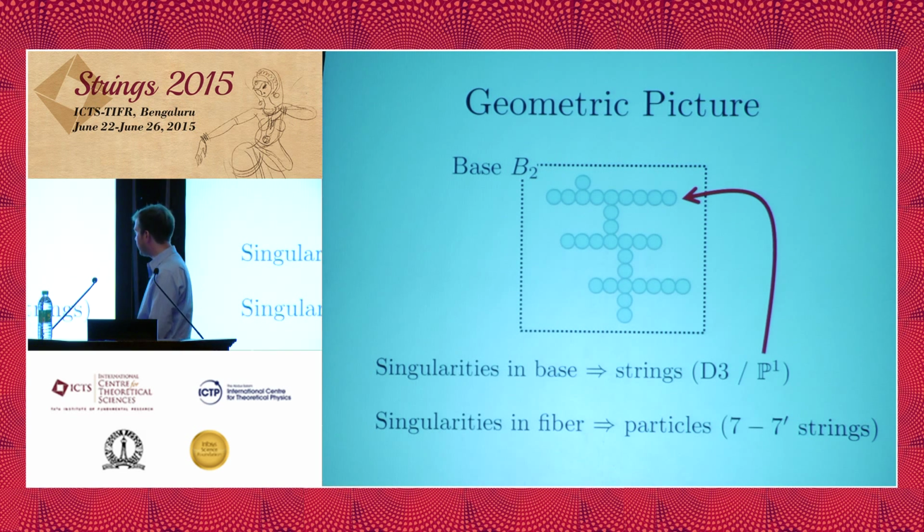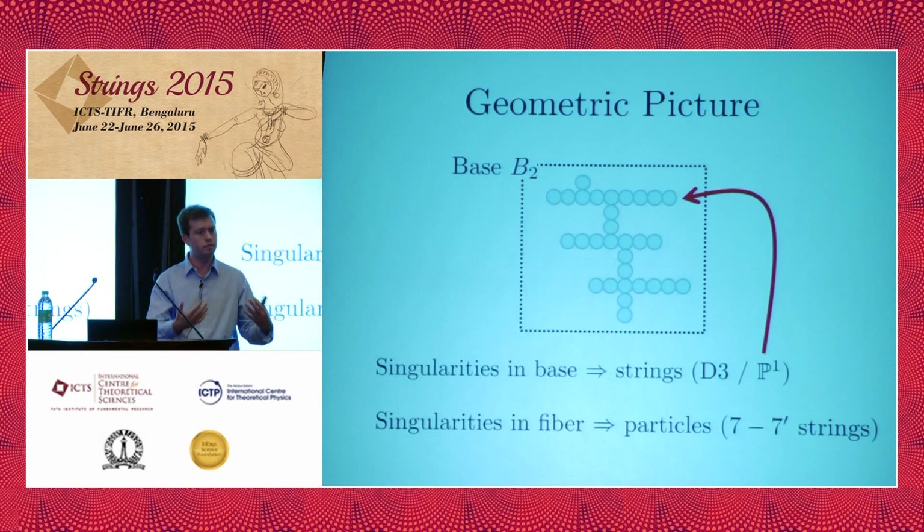So we'll get some strings from D3s wrapping the P1s, and we'll get some particles from, say, singularities in the fiber. And as I was mentioning, sometimes those singularities in the fiber are forced just because of the self-intersection. Namely, sometimes you have a choice about whether you want 7 branes to wrap the P1s, but sometimes they're just inevitably part of the geometry.